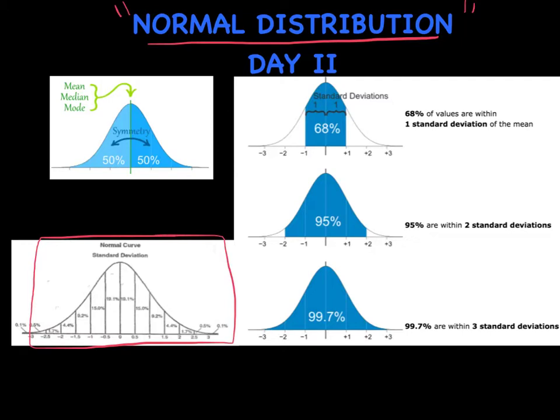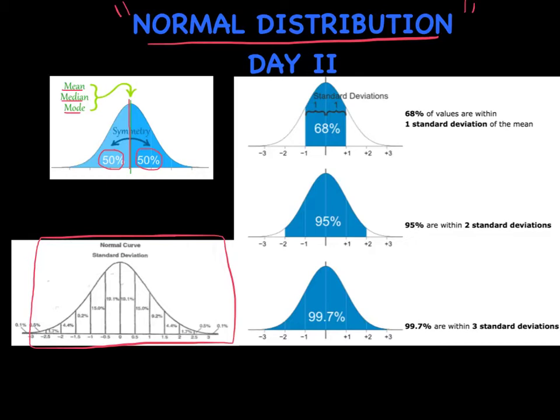So on this first slide, I want to review all the basic information we hit you with on day one. First and foremost, we said the mean, the median, and the mode are all equal to each other, and they fall right in the middle where the graph is at its tallest point. And we know that there is a great deal of symmetry involved. We know that 50% of the data lies to the left. We know that 50% of the data lies to the right.